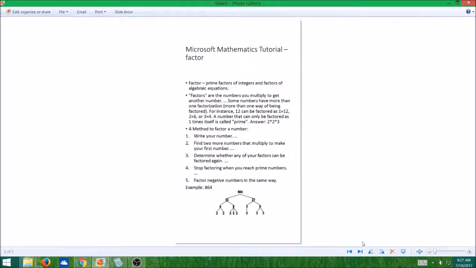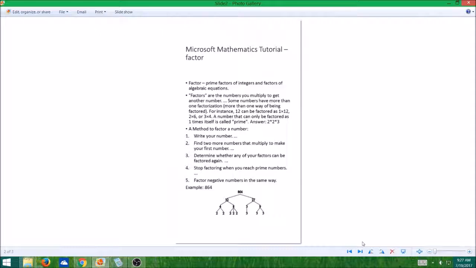The general rule is to write your number, find the two numbers that multiply to come up with your first number, and determine whether any of your factors can be factored again. So you're just breaking this down as a chain, like the little diagram shows there, and then stop factoring when you reach a prime number.